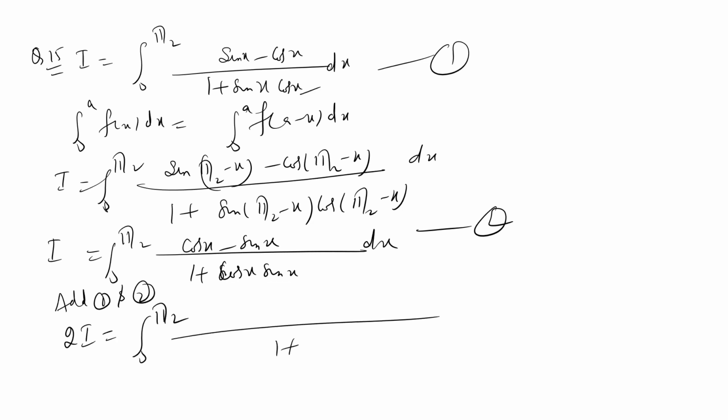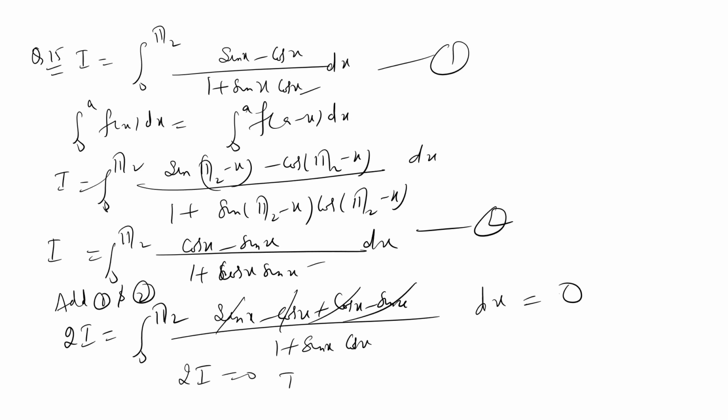The LCM is going to be, because the denominators are the same, 1 plus sin x cos x. And what is happening to the numerator? It is turning out to be 0. So this side is 0 because nothing is there. So 2I is equal to 0, I is equal to 0. This is a very, very important question.